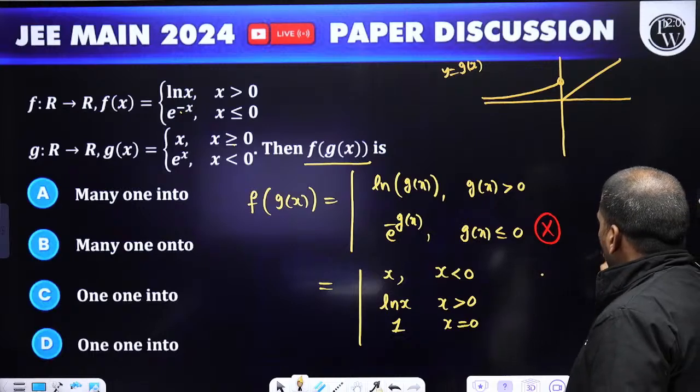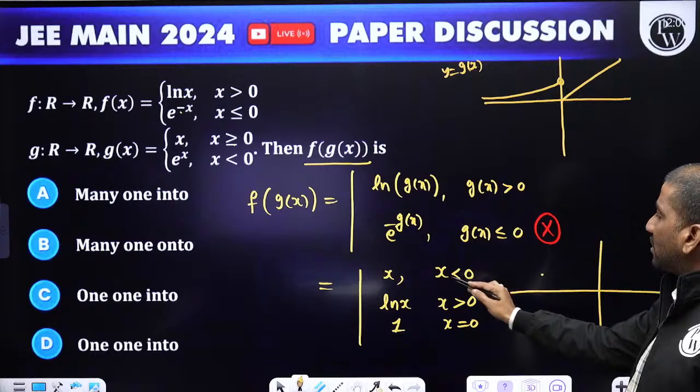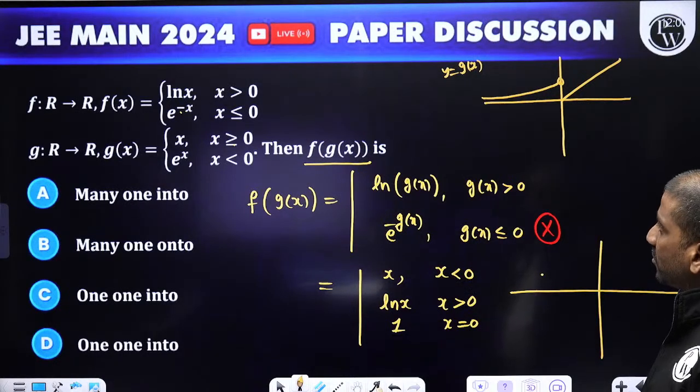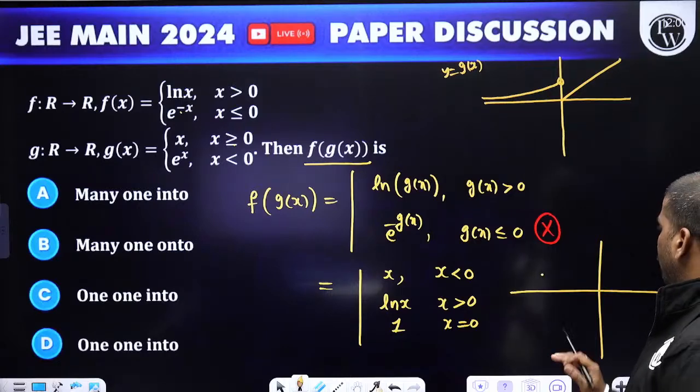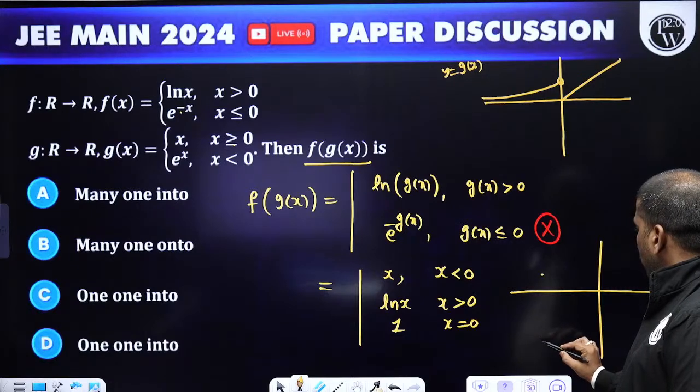Now let us draw the graph of f circle g of x. For x less than 0, y is equal to x. This will be like this.